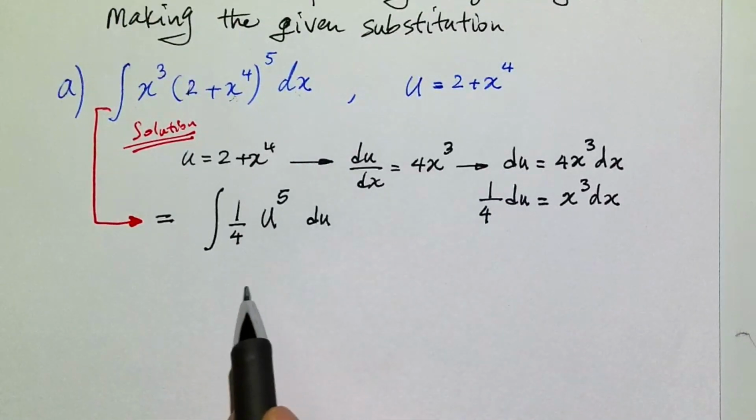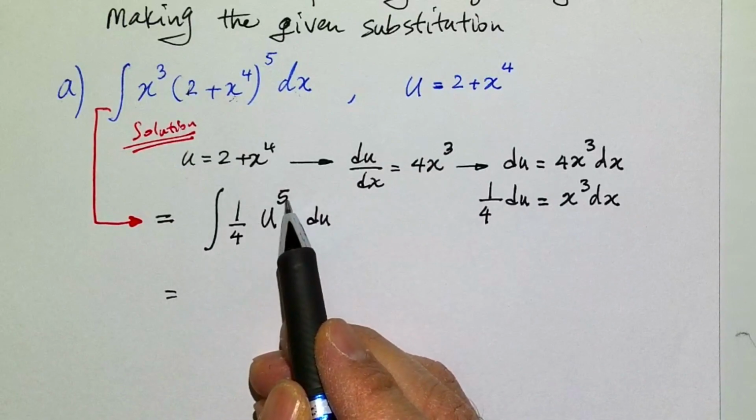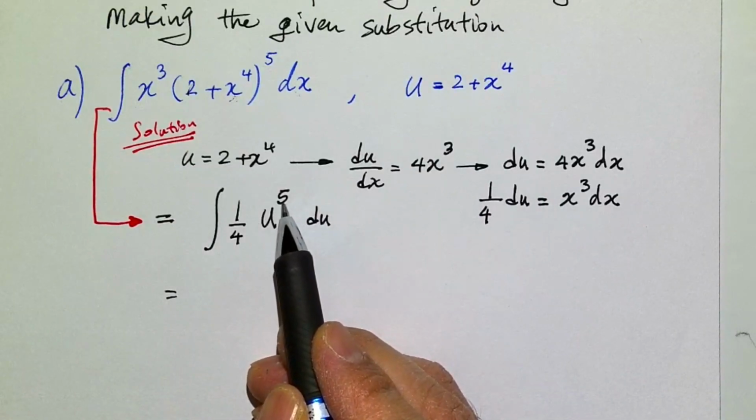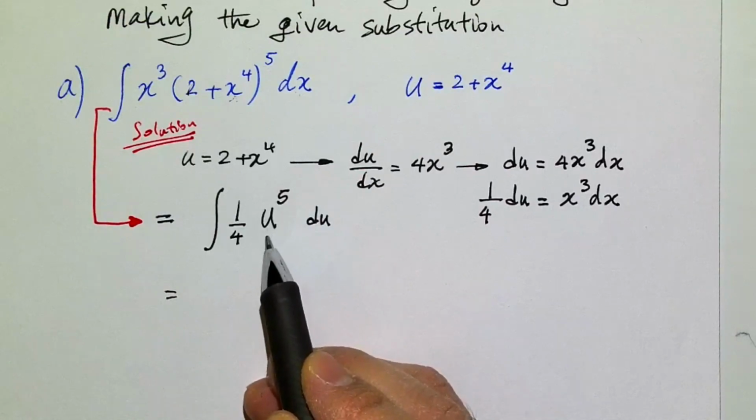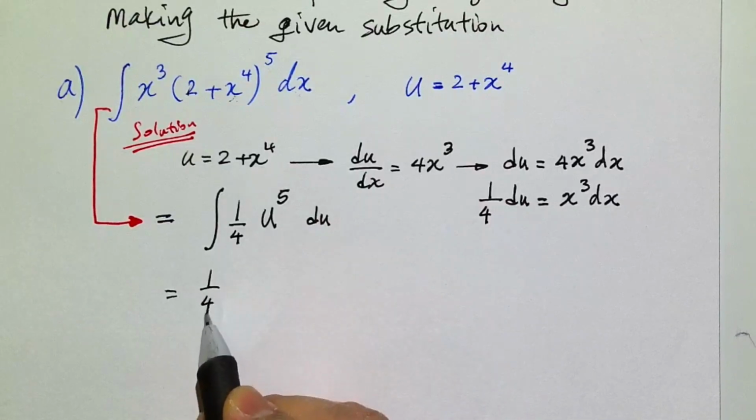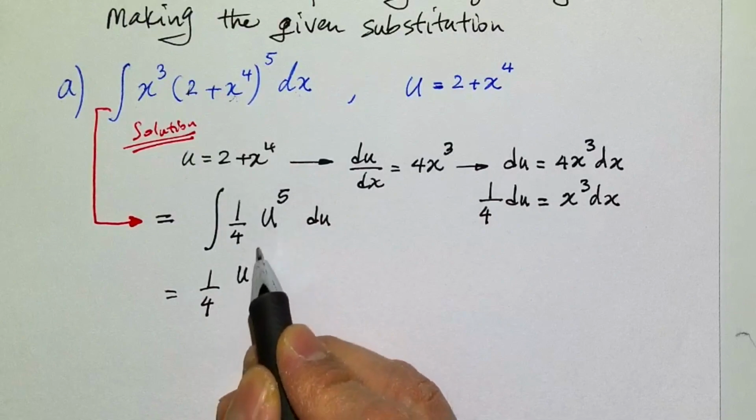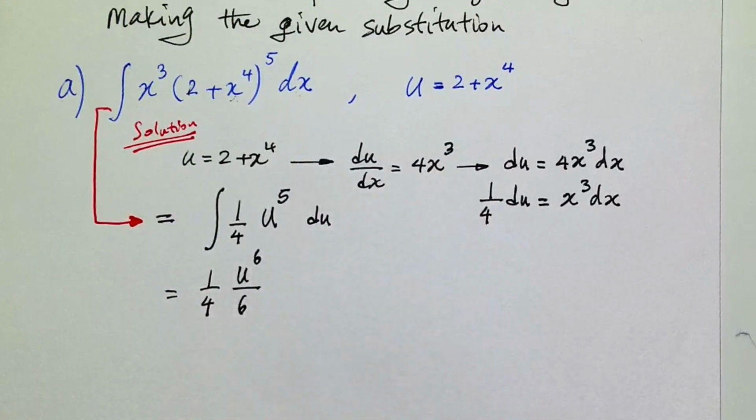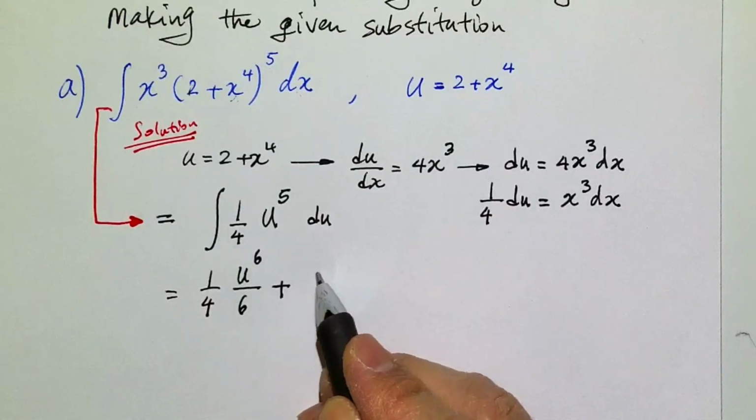Okay, so now let's integrate. We know how to do this, right? This just means add 1 to that power and divide this expression by the new power. So let's do that. So we have 1/4 times u to the 6th power divided by 6, right? Plus, of course, because this is an indefinite integral, plus c.